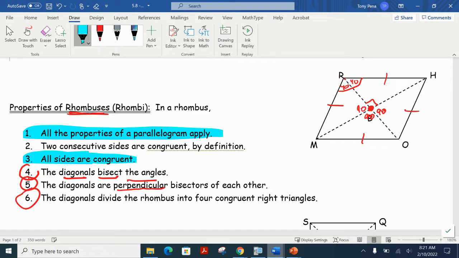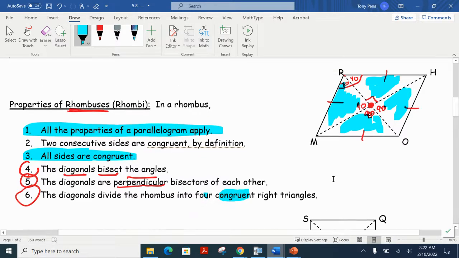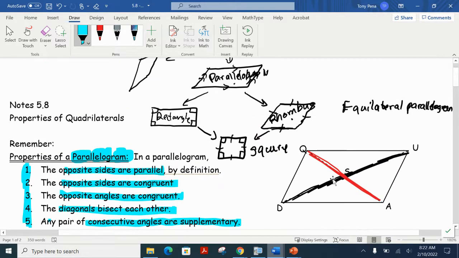All right. And then last but not least, the diagonals bisect the rhombus into 4 congruent triangles. So what that means is these 4 triangles are the exact same lengths, degree measures. They have the exact same area. They're identical triangles, basically stacked on top of each other to create the overall shape. Okay. That's a rhombus.